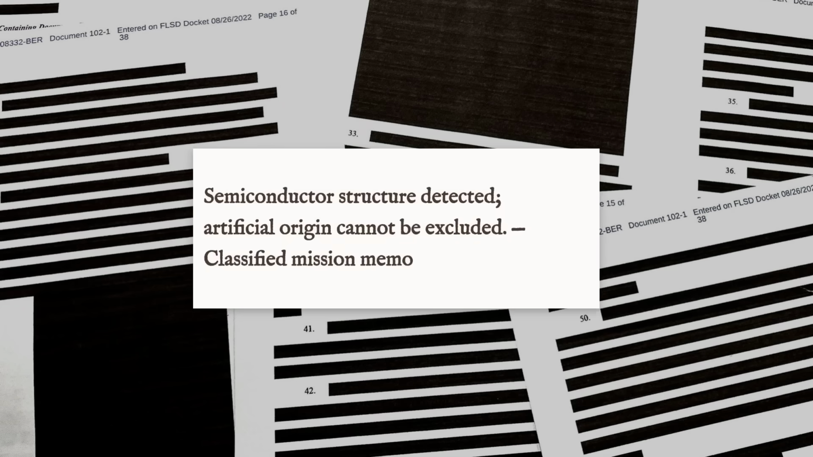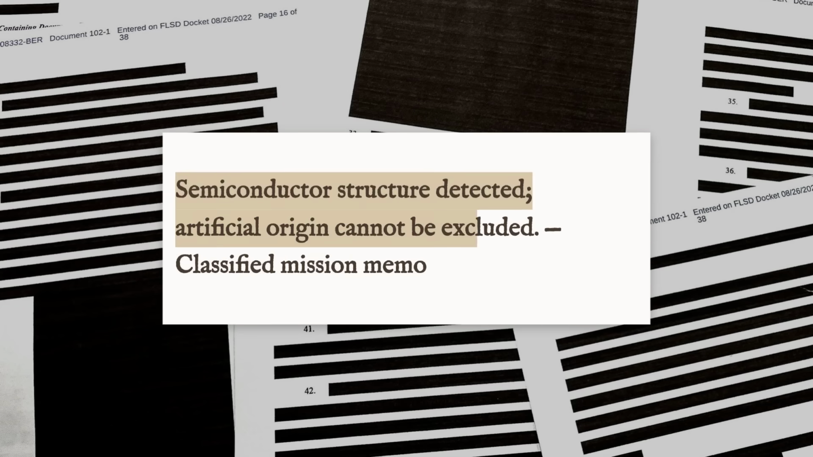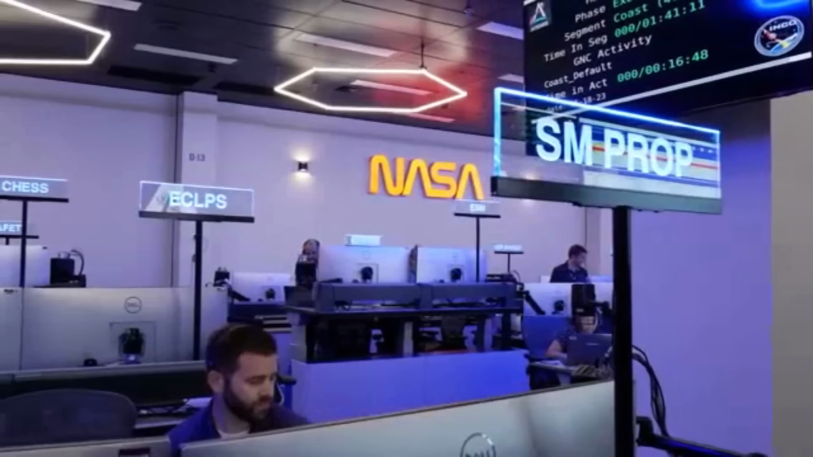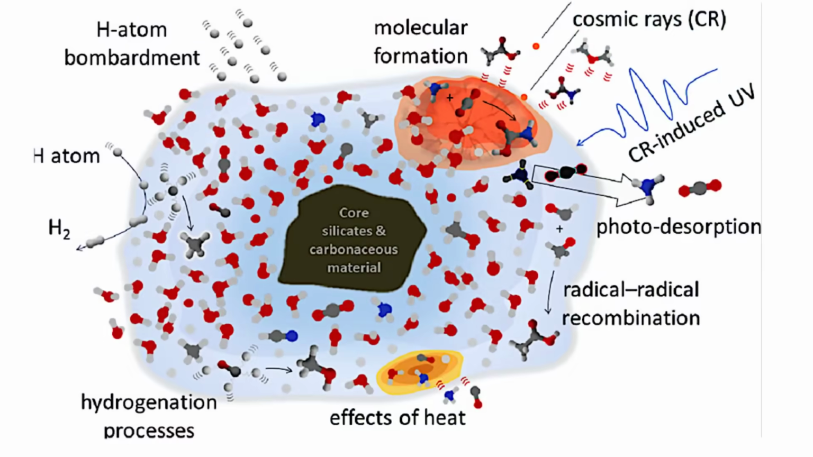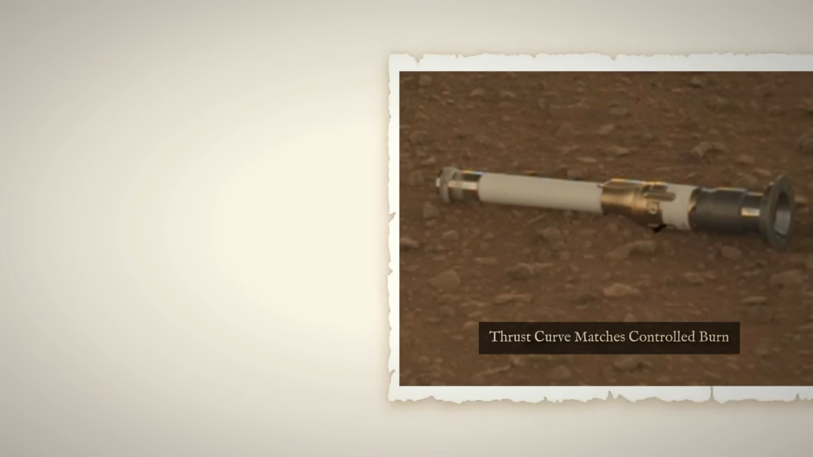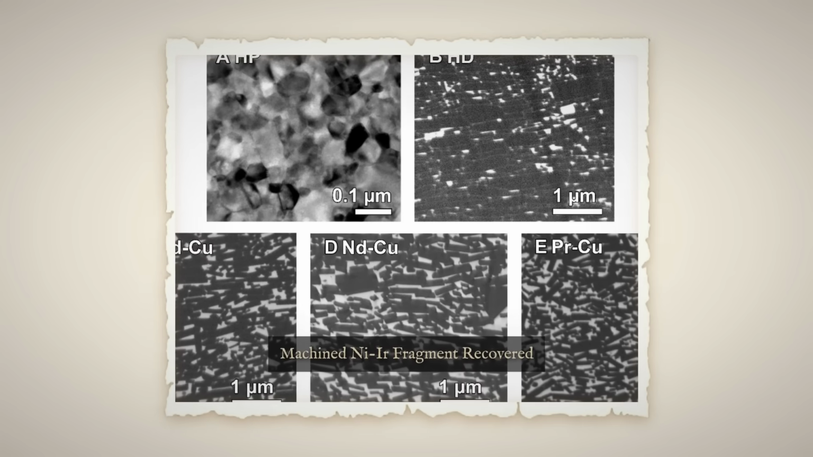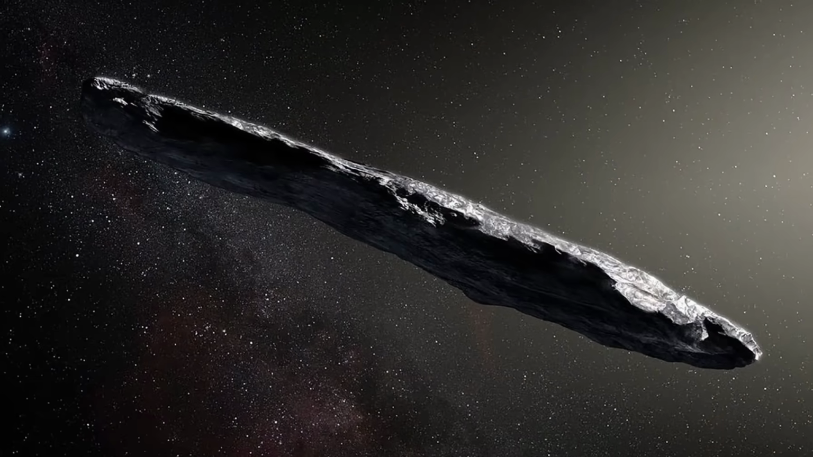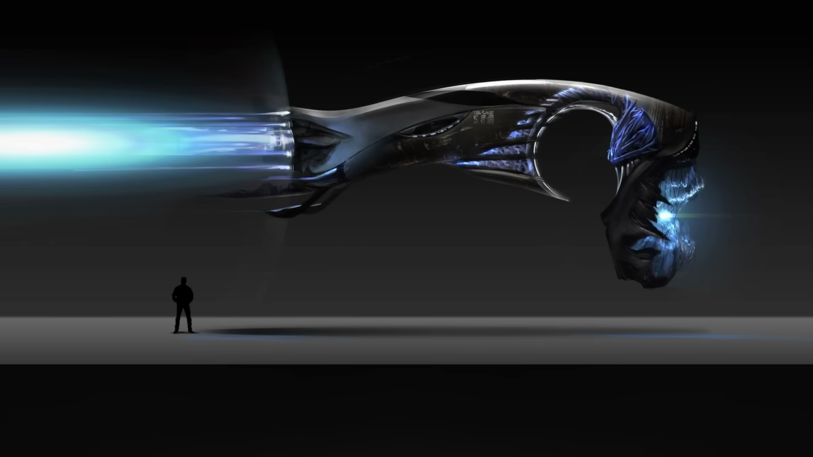The memo summary line, partially redacted but still legible, read, "Semiconductor structure detected. Artificial origin cannot be excluded." For the analysts in the review room, the equation had changed. It wasn't just a question of odd chemistry or strange motion. The files, the echoes, the circuit dust, all pointed to the same disturbing possibility. 3I/Atlas might not be a comet at all. It could be a relic, a probe, or something built for a purpose we're only beginning to guess.